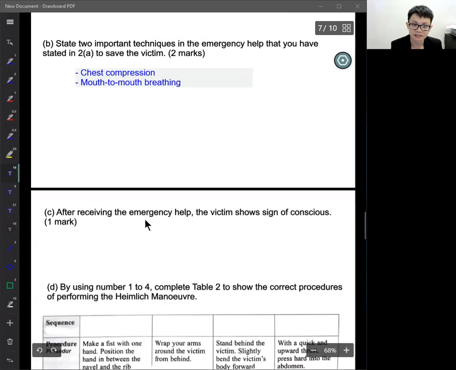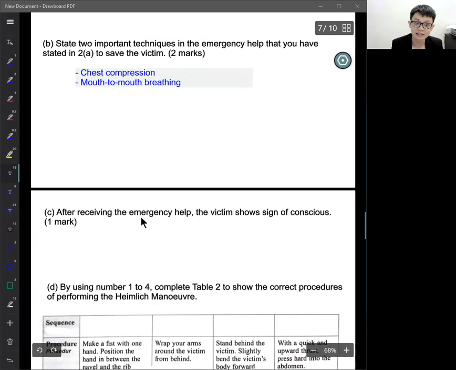After receiving the emergency help, the victim shows sign of conscious. Conscious means he starts to open the eyes. Before you do CPR, the first thing is you want to touch the person and say, hello, hello, are you awake? If the person responds, he is conscious. We don't simply go there and do the CPR. We need to ask, hello, are you still there? Only when the person cannot respond and there is no breathing do you do CPR.